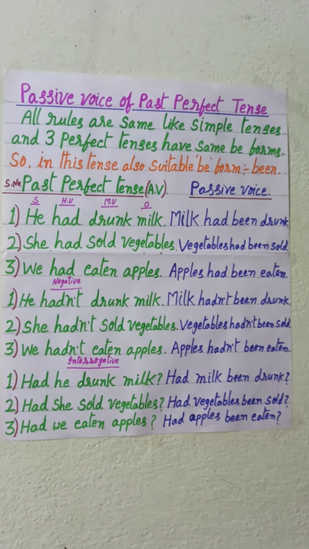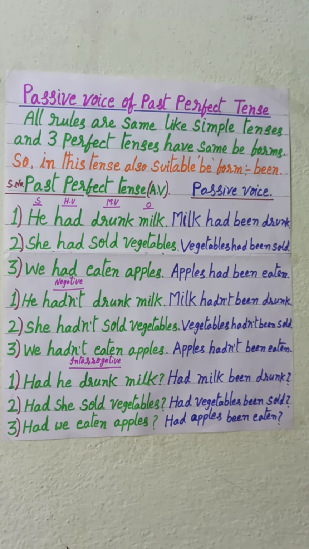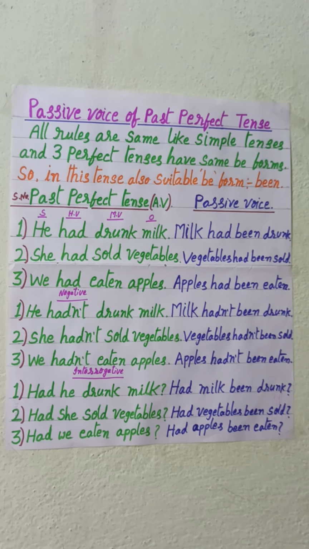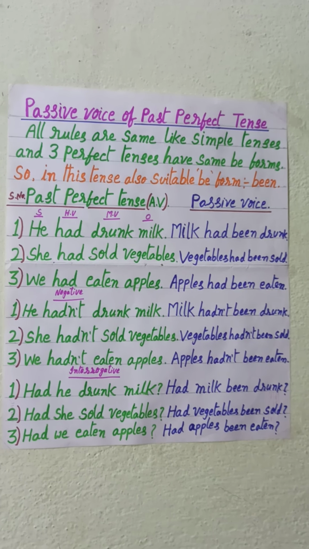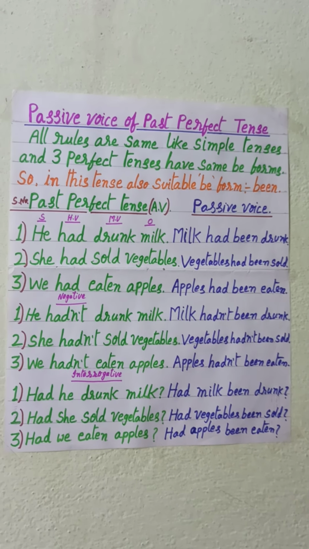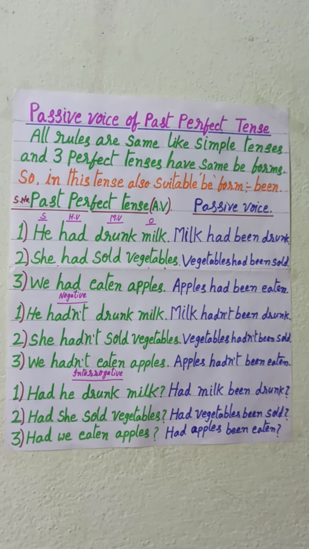Second sentence, had she sold vegetables, add question mark. In the passive voice, had vegetables been sold, add question mark. Third sentence, had we eaten apples, add question mark. In the passive voice, had apples been eaten, and add question mark.